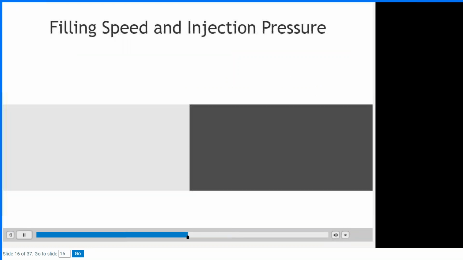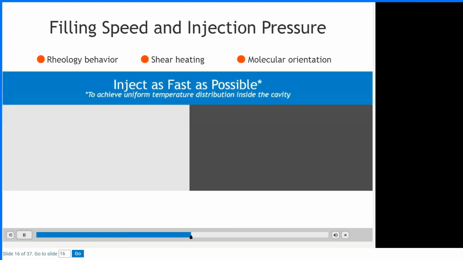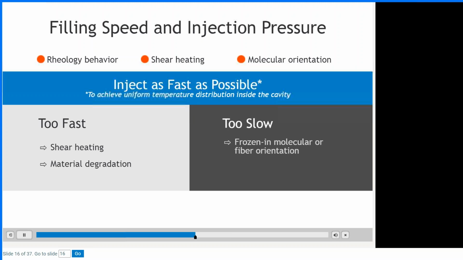Looking at these factors in more detail, fill speed influences rheology behavior, shear heating, and molecular orientation during cavity filling. The fill speed should be as fast as possible to achieve uniform temperature distribution inside the cavity. But filling too fast can create shear heating, which could lead to material degradation. On the other hand, filling too slowly can cause frozen-in molecular or fiber orientation and uneven temperature distribution.